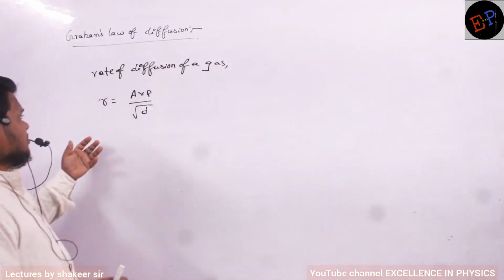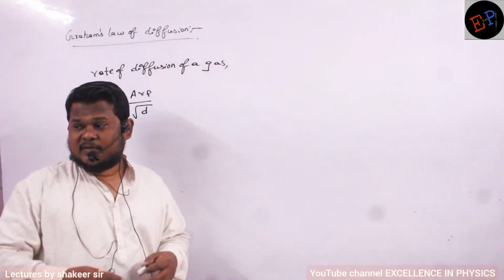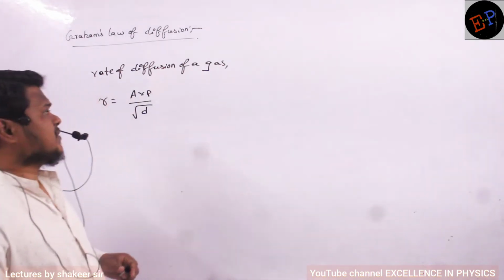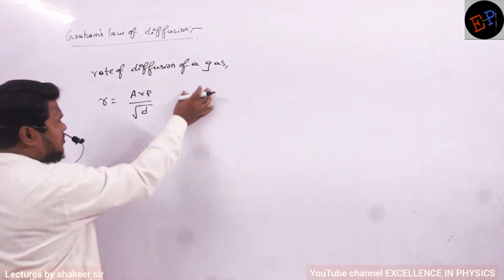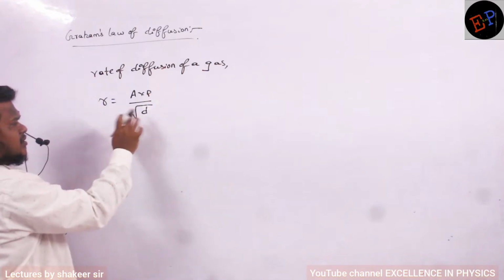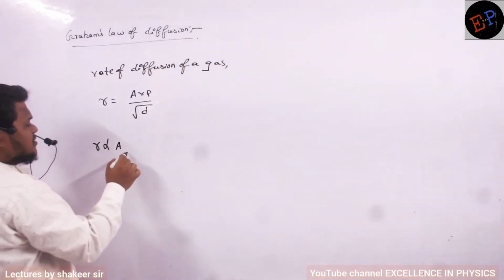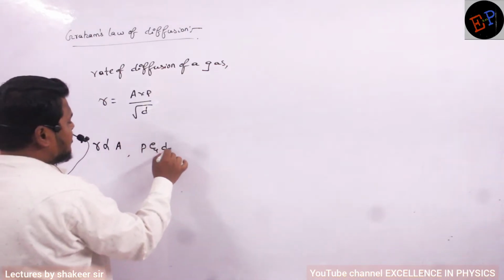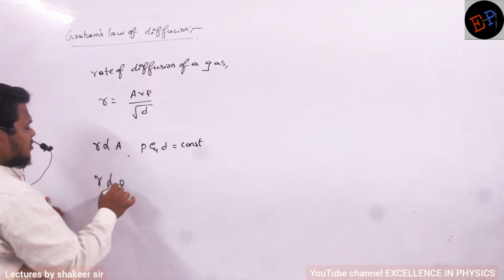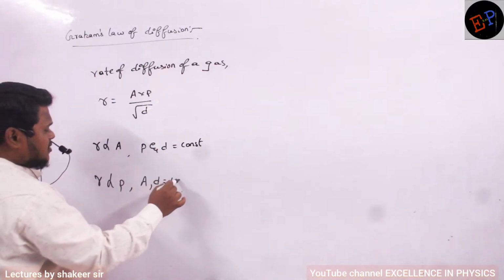Okay? So the process in which the density of the gas reduces, concentration reduces, or you can say pressure of the gas reduces, that concept is called diffusion. So diffusion of a gas depends on these many factors now. So R is proportional to A into P divided by root D. Or you can write separately, R is proportional to A, in which condition when P and D are constant. That's all. So I can say rate of diffusion is directly proportional to pressure, in which condition when A and D are constant.